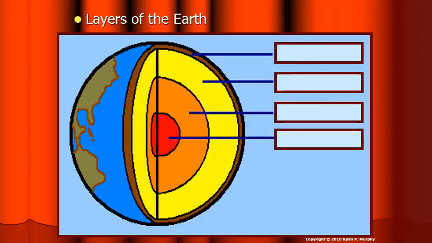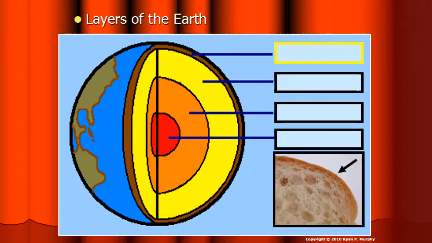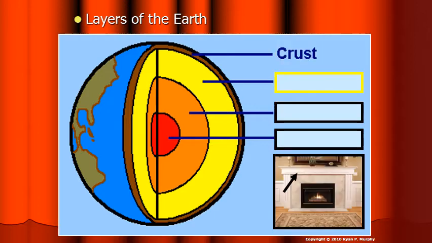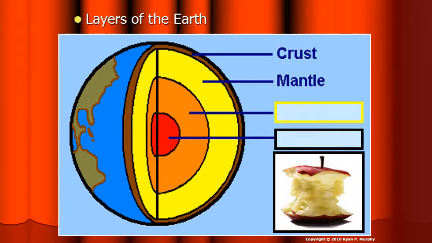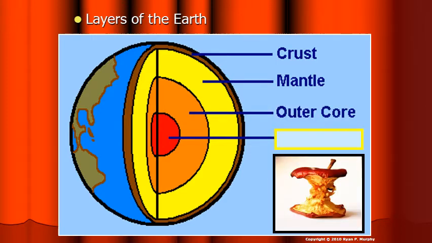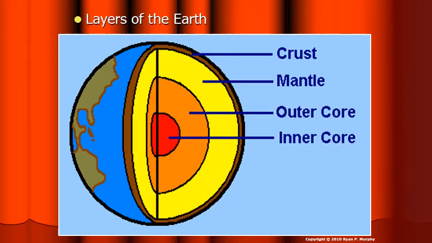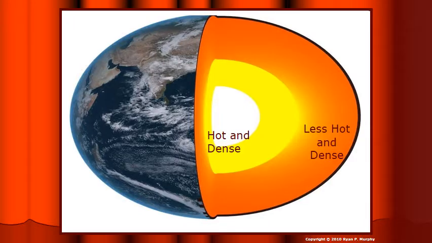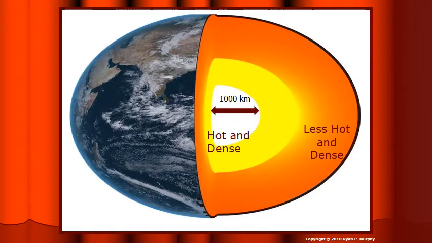So, what are the layers of the Earth? I bet you know this. Help me out here. What's that one? The crust. What's that one? The mantle, that one, outer core, and last but not least, the inner core. Okay, so label this on your notes. The inside part is more hot and dense, and the outside part is less hot and dense. This layer is about 1,000 kilometers. This is about 2,000. This is about 3,000. This is a really rough estimate here, but I like to use these numbers because they're pretty easy numbers to remember.